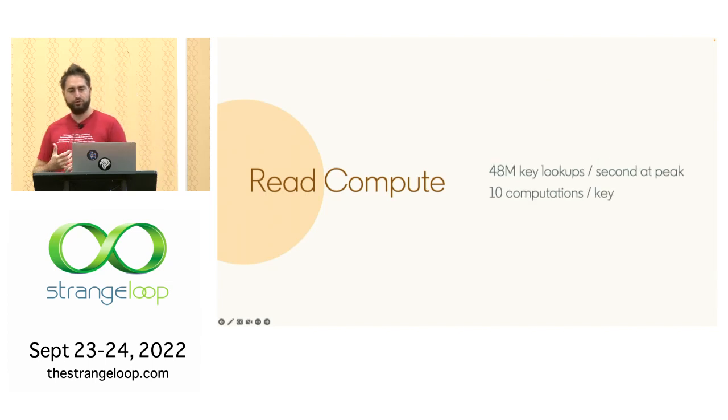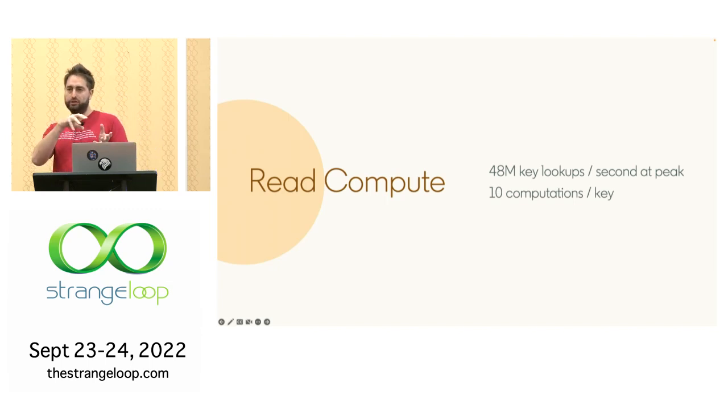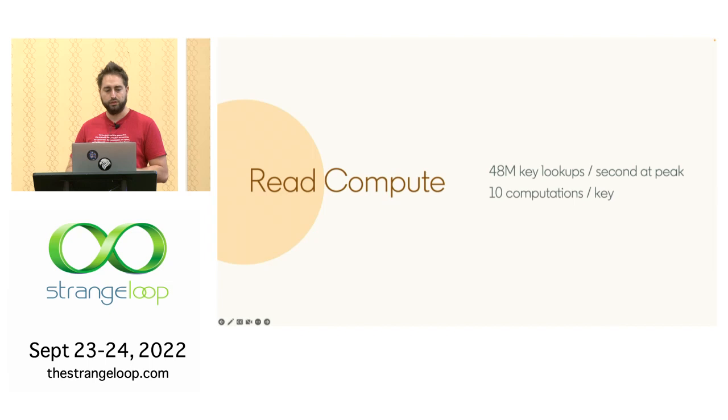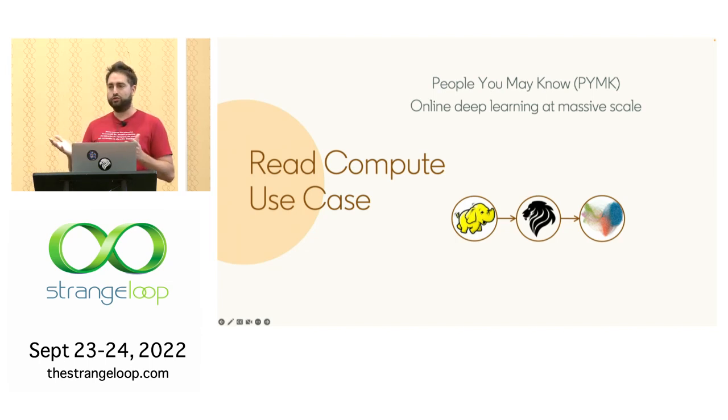The read compute use cases add up to even more key lookups per second than the batch gets, 48 million key lookups per second at peak. And on average, each of these keys getting looked up is performing roughly 10 vector math computations. So that's quite a lot of computation that's happening inside the Venice servers. An example of this is People You May Know. They are leveraging Venice read compute to do online deep learning at scale.